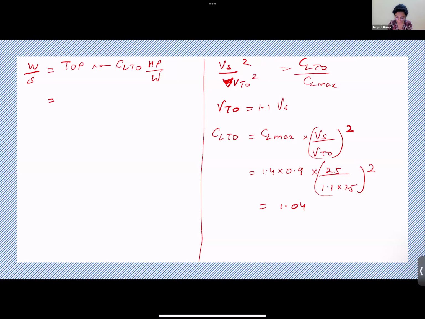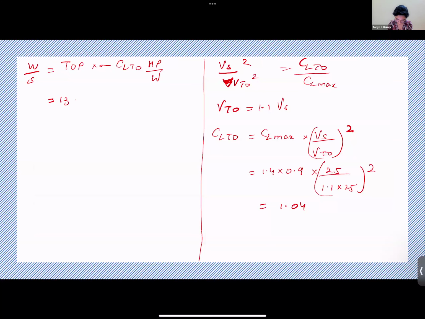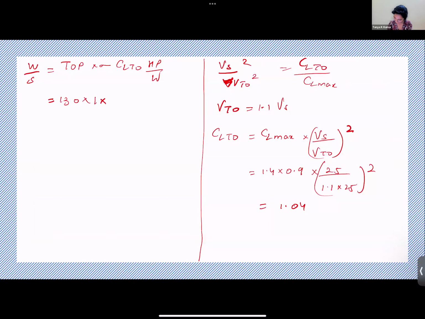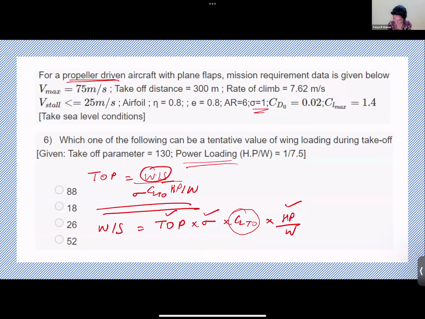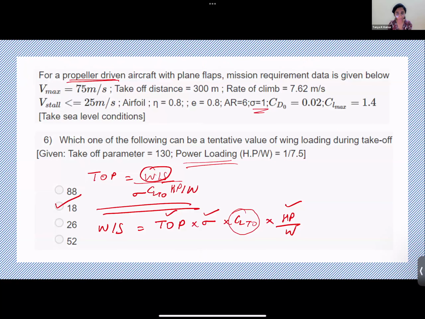So takeoff parameter was 130. Sigma was 1. CL takeoff is 1.04. Power loading is 1 by 7.5. You substitute, option B, correct? So it's around 18. 18.03. So yes, option 2, correct.